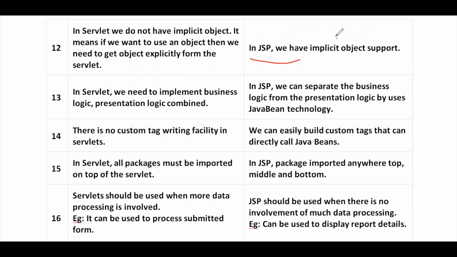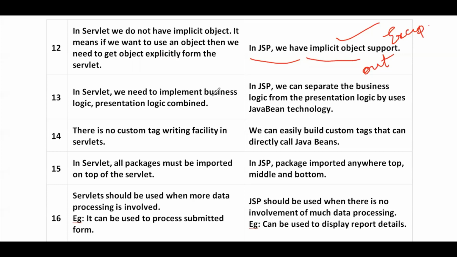In JSP, we have implicit object support. You can get the out object. So this out is an implicit object in JSP. You don't need to create it. And you also have exception, which is an implicit object. You also get the request object from HttpServletRequest, and the response object you get from HttpServletResponse, and so on. And you get the config object from the ServletConfig. So those are all the implicit objects that you get in JSP.